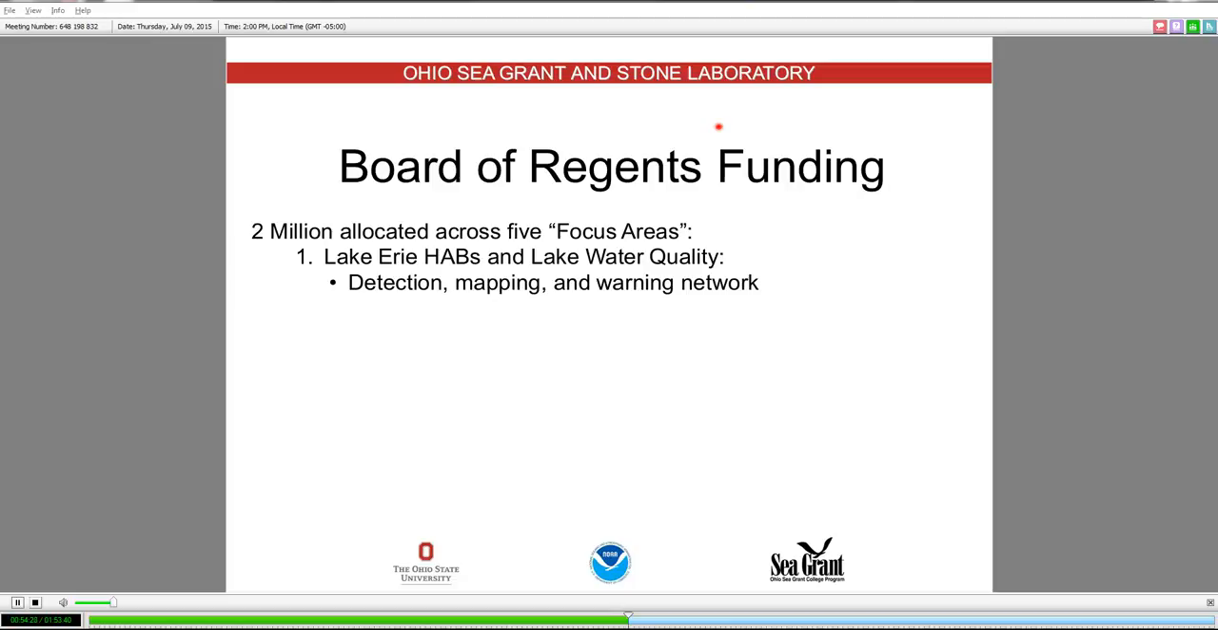I would also argue, as you can see on the slide, this allows us to have a warning network in place. As we're getting better at detecting these harmful algal blooms in the lake, using weather patterns and water currents, the research that comes out of these two projects will allow us to hopefully fine-tune our warning network. The next focus area, which actually contains multiple projects, is producing safe drinking water.